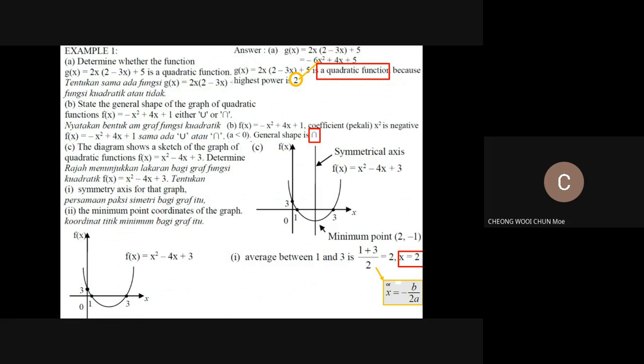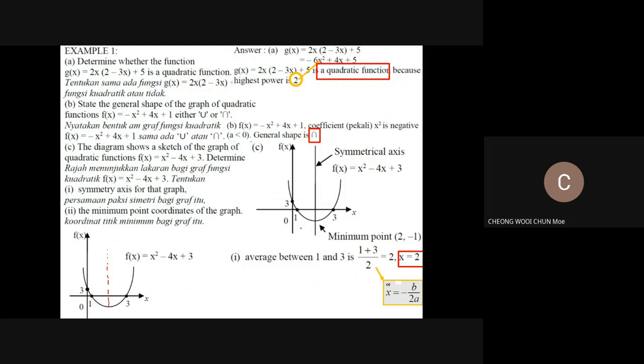Given f(x) equals x squared minus 4x plus 3. Determine number one, the symmetry axis of the graph. So the symmetry is this one. To get this symmetry axis, you can look at the points. You see this line is the same, as the x-axis. Here is 1, here is 3.